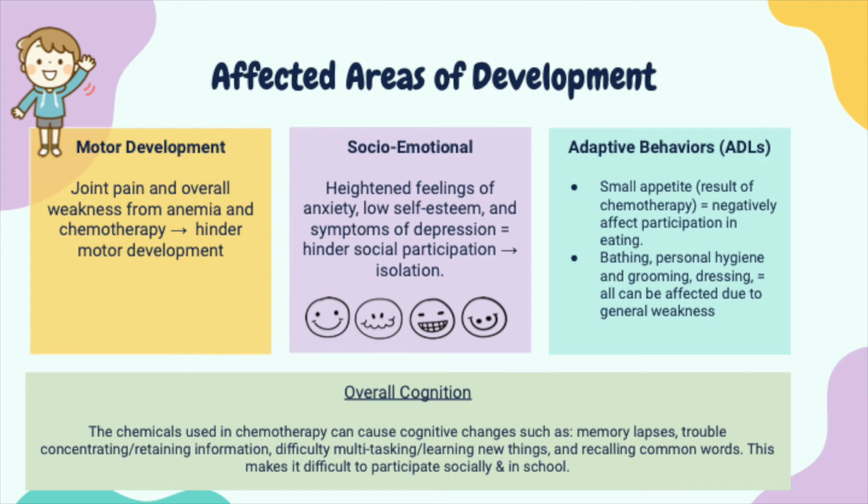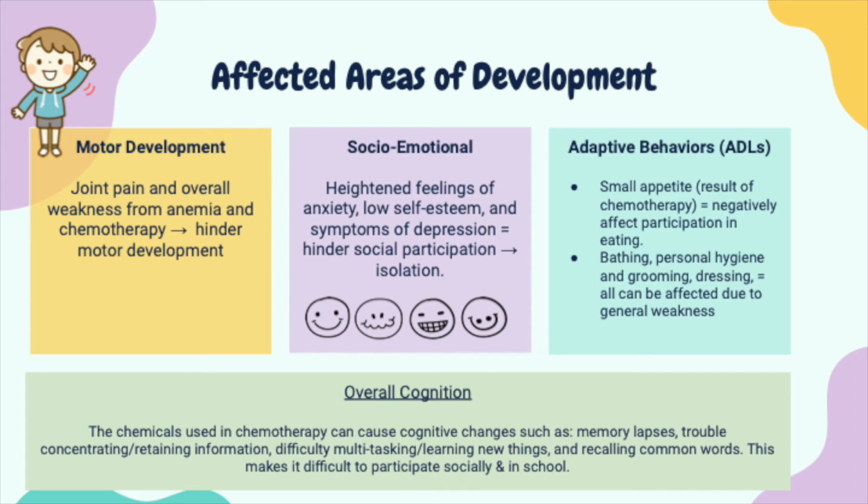Many of these functional implications can be a result of deficits in areas of development. For instance, motor development can be stunted because of their joint pain and overall weakness from anemia and chemotherapy. In socio-emotional development, heightened feelings of anxiety, low self-esteem, and symptoms of depression can hinder their social participation, leading to isolation. Adaptive behaviors can be affected because of their small appetite as a result of chemo, negatively affecting their participation in eating. Bathing, personal hygiene, grooming, dressing, etc. can all be affected due to their general weakness once again.